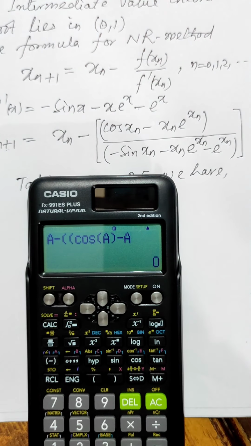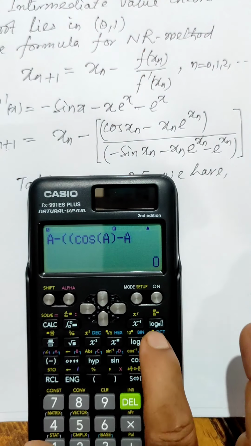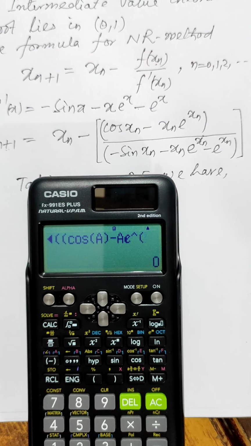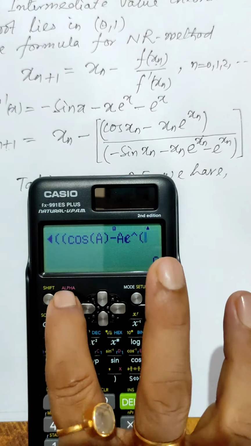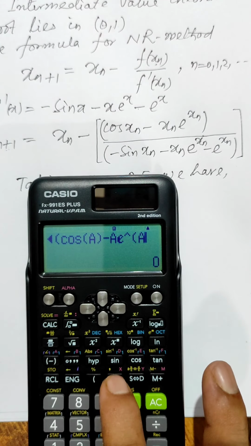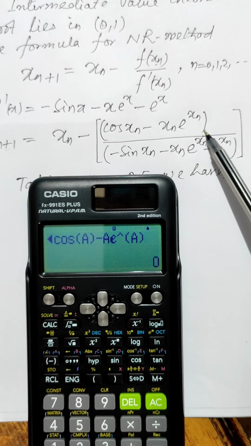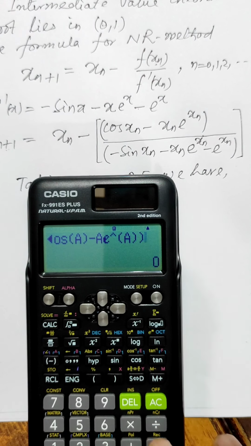alpha A. Then e to the power alpha A. For e, shift ln, e to the power alpha A, and for alpha A, close the bracket. Then you should close this bracket. Okay, so close the bracket. Then divided by.